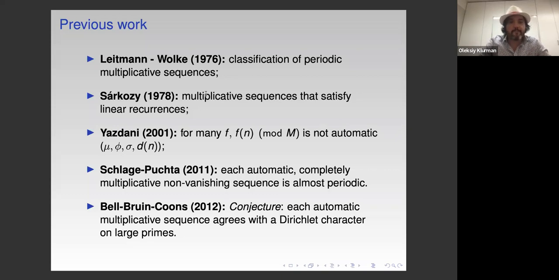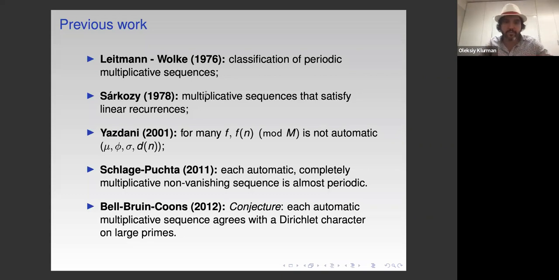Now, concretely, for the example of the question I'm talking about, I want to understand multiplicative functions that are not automatic. Schlage-Puchta in 2011 proved that each automatic completely multiplicative non-vanishing sequence is almost periodic. So if you don't vanish, then you're almost periodic. But really the motivating thing I would be concerned about is the conjecture of Bell, Bruin, and Coons, who in 2012 formulated essentially the following conjecture: each automatic multiplicative sequence must be essentially a Dirichlet character. Maybe something happens on small primes, but on the large primes, for almost all primes, you have to be a Dirichlet character.